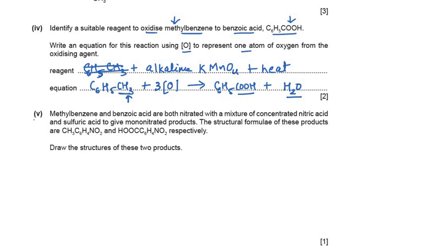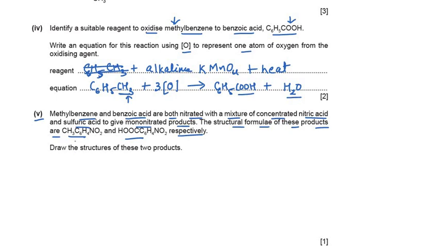Now the fifth part here: methyl benzene and benzoic acid are both nitrated with a mixture of concentrated nitric acid and sulfuric acid to give mononitrated products. The structural formulae of these products are given here, two compounds respectively. Draw the structure of these two products.